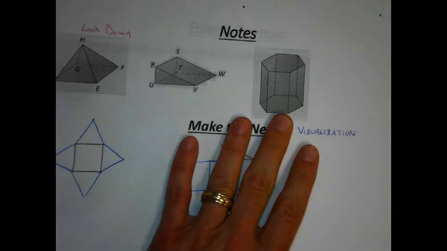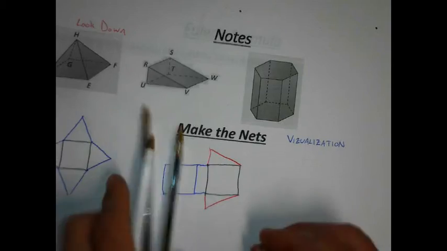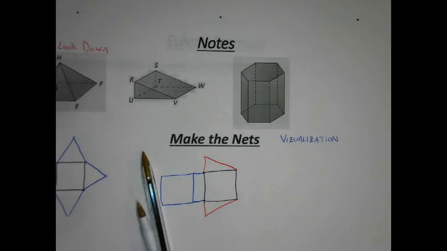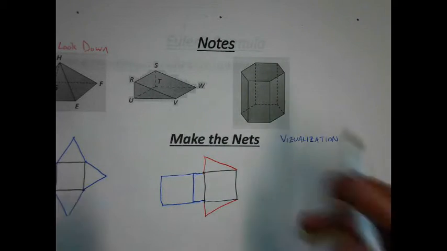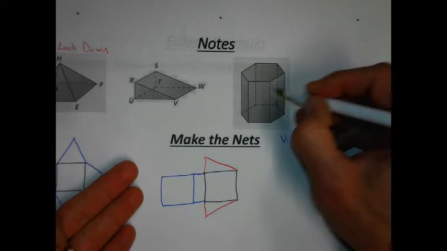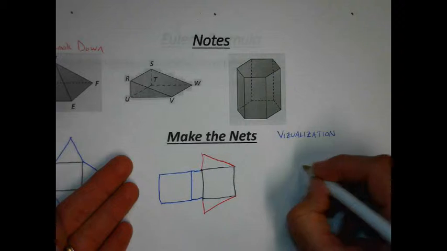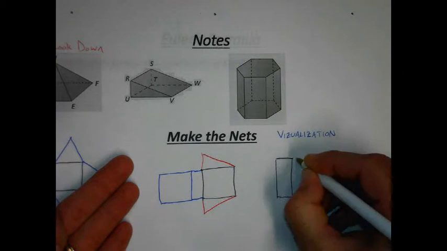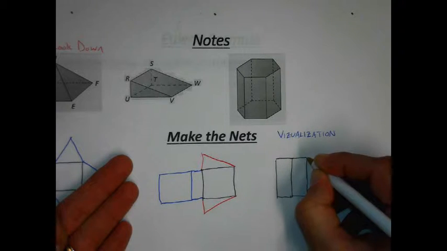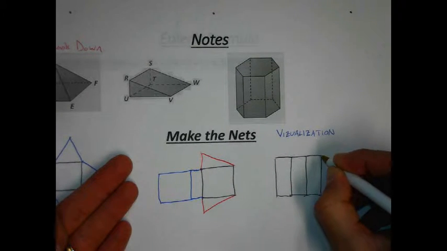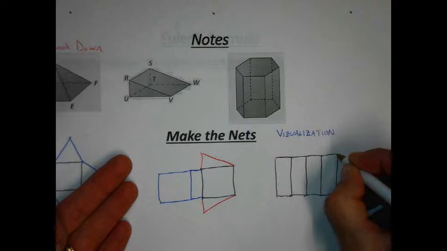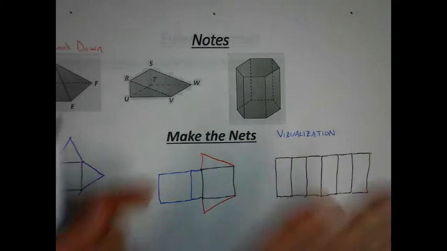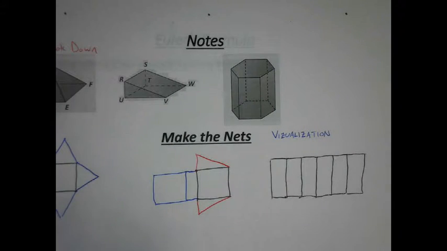So instead of working from the bottom, I'm going to visualize unwrapping the sides. Now we know that there are 6 faces around the side, the front 3 and the back 3. And so I'm just going to draw those out. So there's 4, 5, and 6.